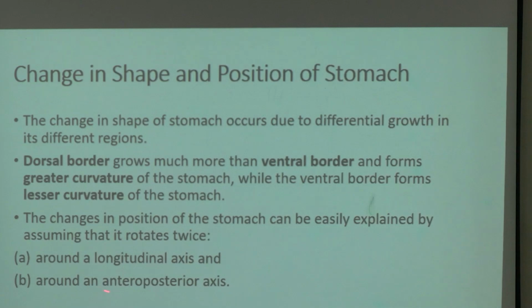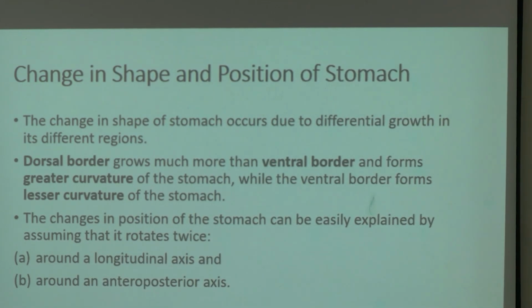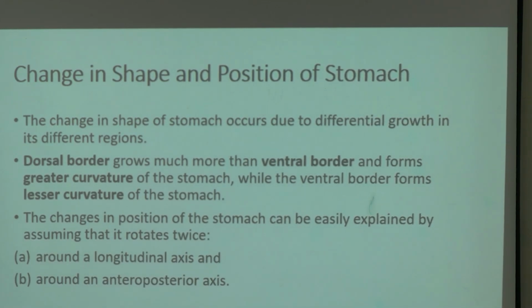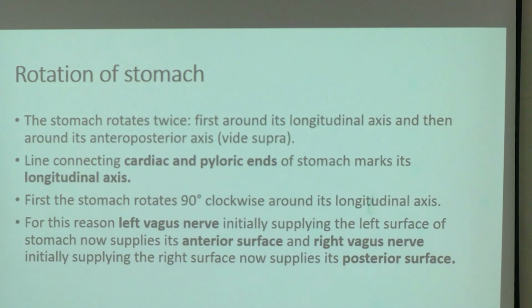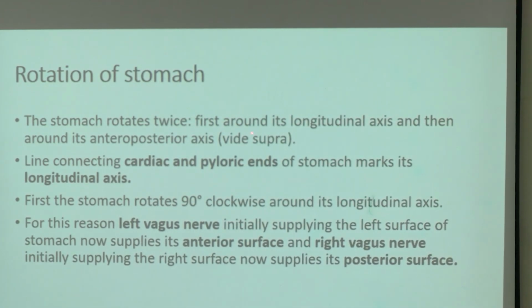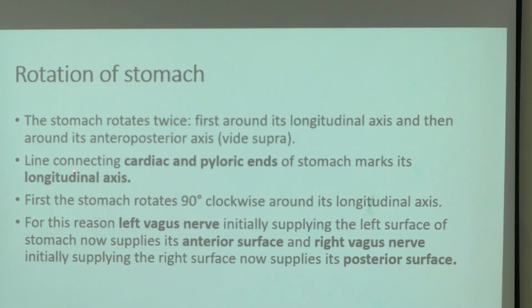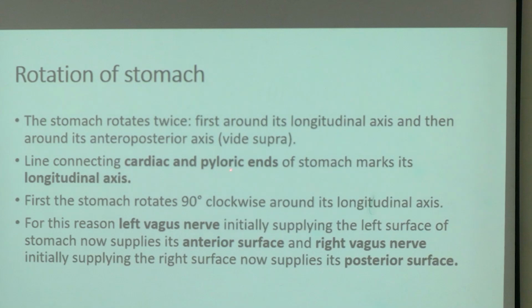Okay, so what is going to happen when it takes the antero-posterior rotation? We'll see the rotation of the stomach. The stomach rotates twice, first around its longitudinal axis and then around its antero-posterior axis. The line connecting the cardiac and pyloric end of the stomach marks its longitudinal axis.